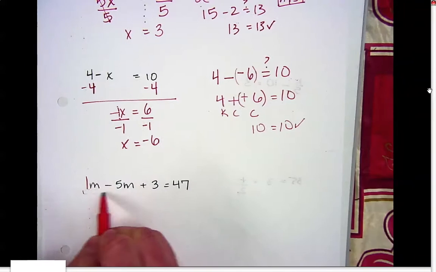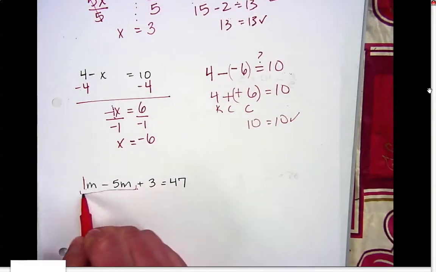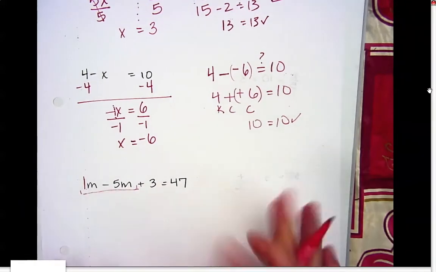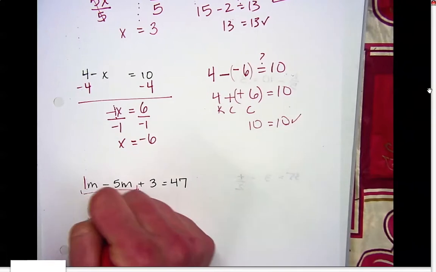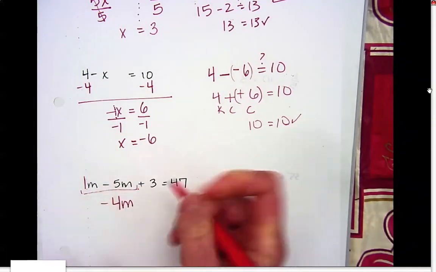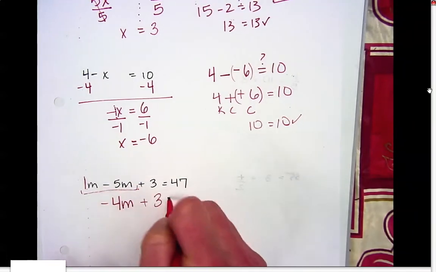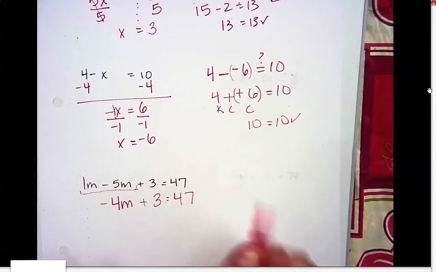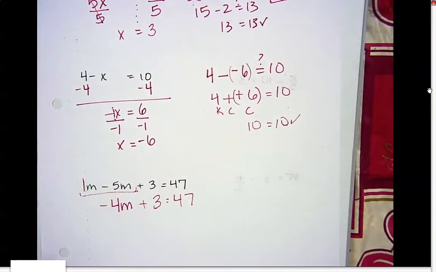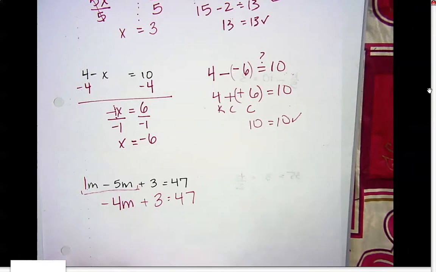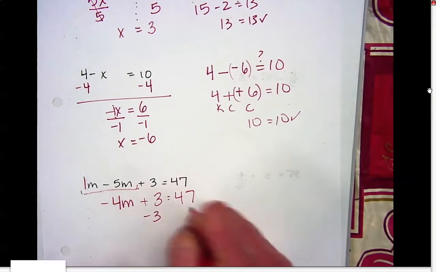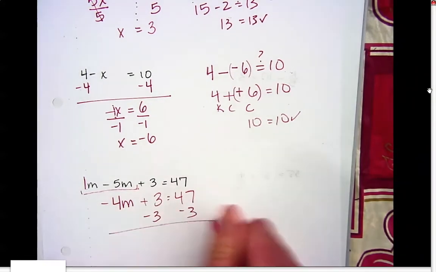I'm going to simplify this first. 1m minus 5m, well, that's going to give me negative 4m, plus 3 equals 47. Now this looks like it's in the structure that I've done several times before. So I know that order of operations said that the plus 3 was the last thing to happen, so I'm going to minus 3 from both sides of my equation.